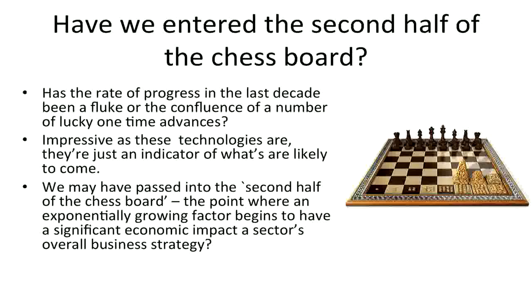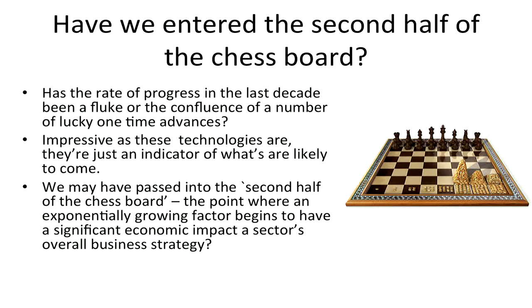The analogy being with the famous story of the inventor of chess being offered a reward from the Emperor of India, and he rather humbly asked that on the first square of the chessboard he'd like one grain of rice, on the second two, and so on and so forth.